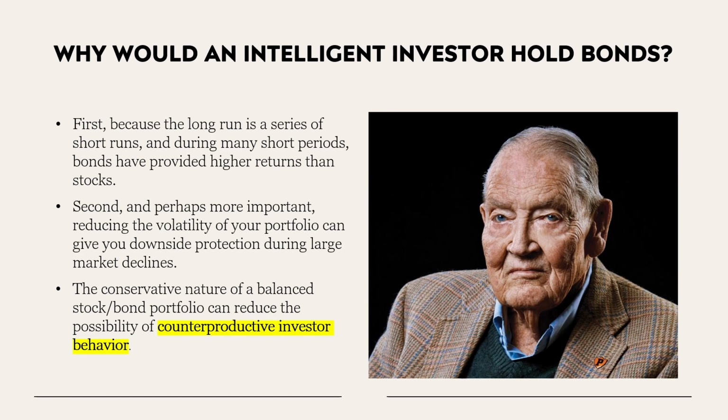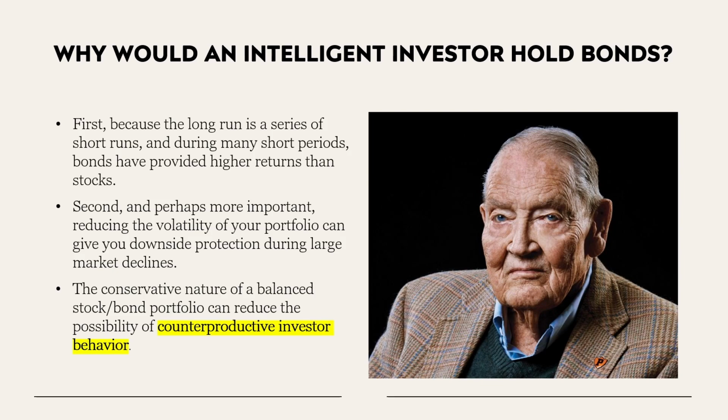The second thing, which as per Bogle is more important, is reducing the volatility of your portfolio and providing downside protection against large market declines. That is very important, because volatility is something, as per Warren Buffett, we should make our friend if we want to really make good profit in the stock market. But unfortunately for the retail investor, volatility is their biggest enemy. The retail investor is not able to utilize the volatility of the stock market to gain good market returns. So having some bonds in your portfolio is going to reduce that volatility, and it provides some downside protection.